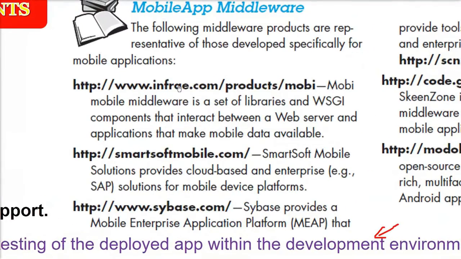Coming to the middleware. There are certain middleware projects. On one part you are developing, on another part you are developing for, and there has to be some middleware. These products are representative of those developed specifically for mobile applications. For example, www.infra.com. Mobi Mobile Middleware is a set of libraries and WSDI components that interact between a web server and the application to make mobile data available. So I am talking about the in-between, which is providing the services. A middleware is all about providing services.